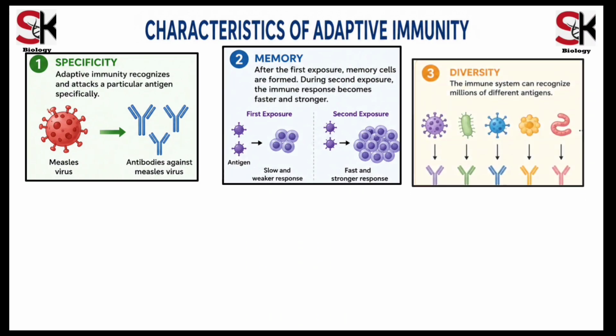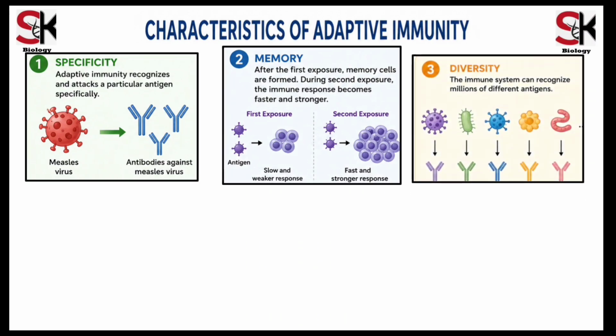Third characteristic is diversity. The immune system can recognize millions of different antigen. As you can see here in this image, I have represented different virus, bacteria and other pathogens, and there is specific antibody against those pathogens. So, this characteristic is called as diversity.